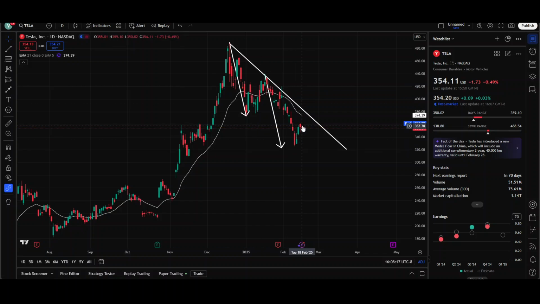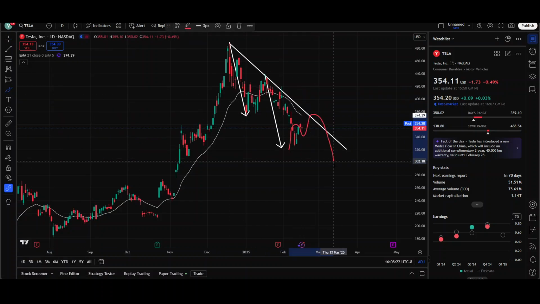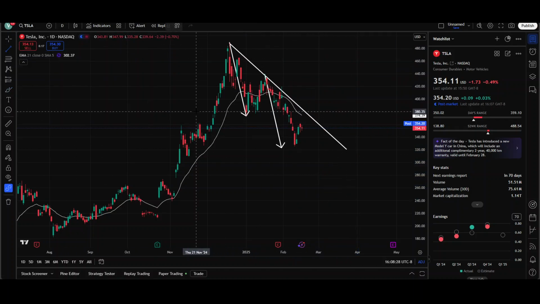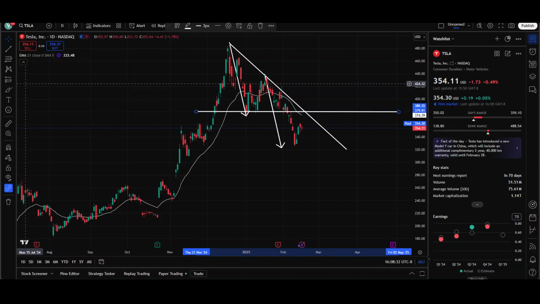Until then, it can always just come back to the trend line, something like this, get rejected, and then stay below it and continue trending down lower. So the first thing you want to see is price getting back above it. The next thing you want to see is price get back above the 380 level. Why? Because that was prior support, and that can turn into potential resistance.